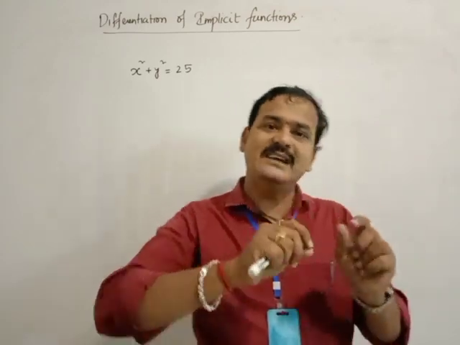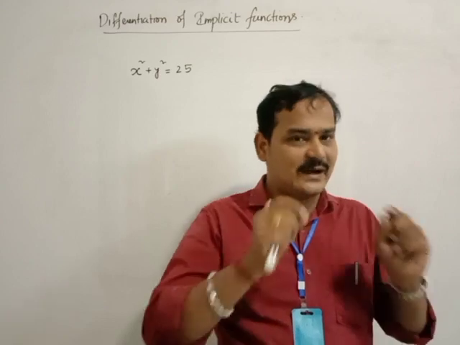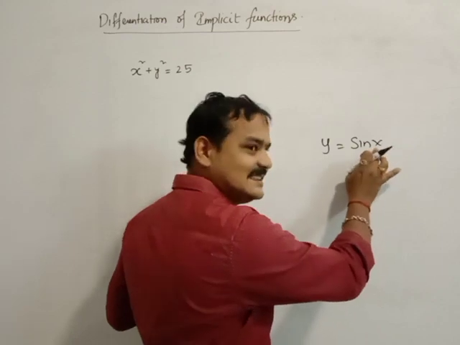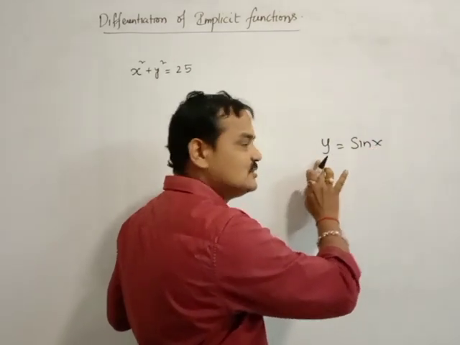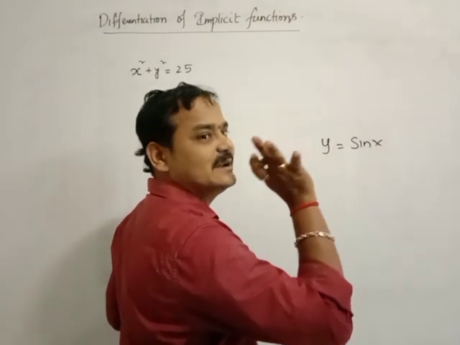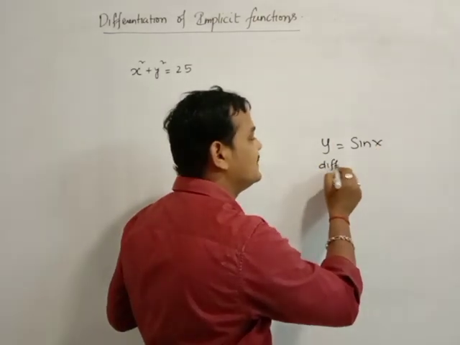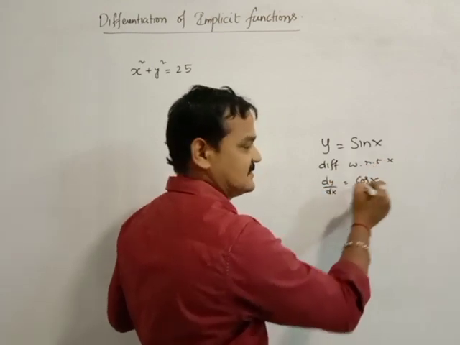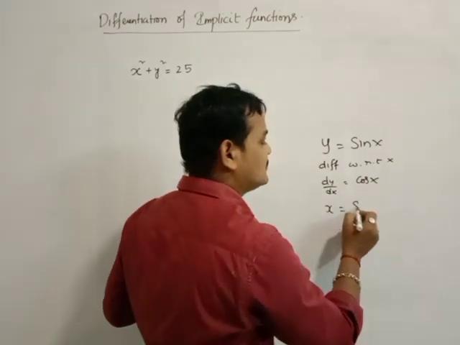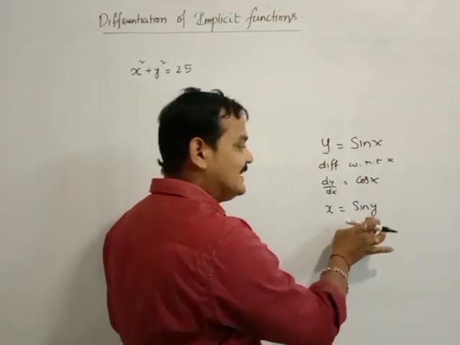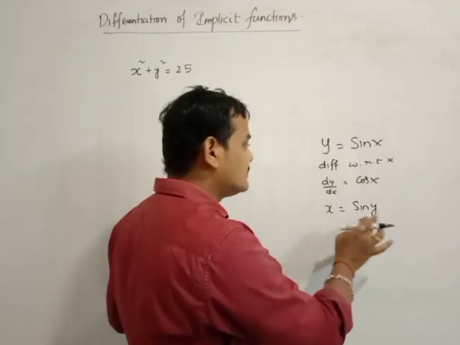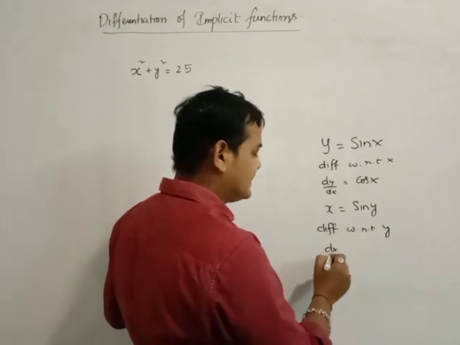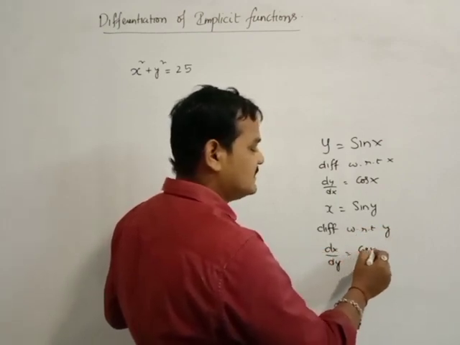Because see, y is equal to something in x. If you have written y is equal to sin x, here x is independent and y is dependent. So you must differentiate with respect to the independent variable. So I am differentiating with respect to x. So dy by dx is equal to the derivative of sin x, which is cos x. If I write x is equal to sin y, here y is independent and x is dependent. So here you differentiate first with respect to y. So dx by dy is equal to the derivative of sin y, which is cos y.